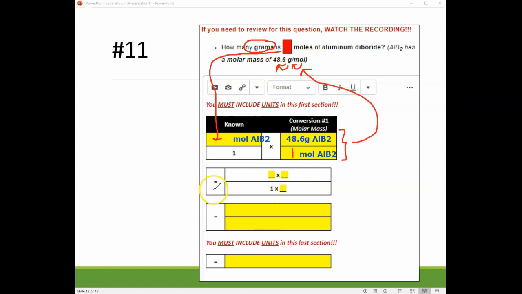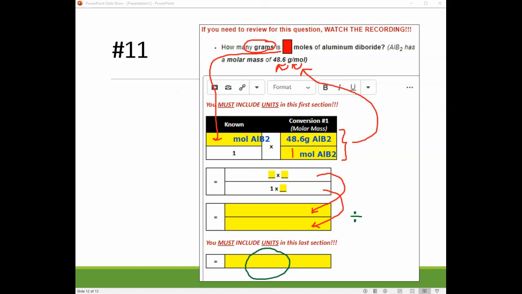Now you should be able to multiply those numbers. Figure out what you have on the top, what you start with times 48.6, on the bottom 1 times 1, and then solve for the top and solve for the bottom. Once you have solved for the top and the bottom, you should be able to do the top divided by the bottom. So do all of those steps separately. Solve for the top, solve for the bottom, then do top divided by the bottom. That will give you your final answer here.